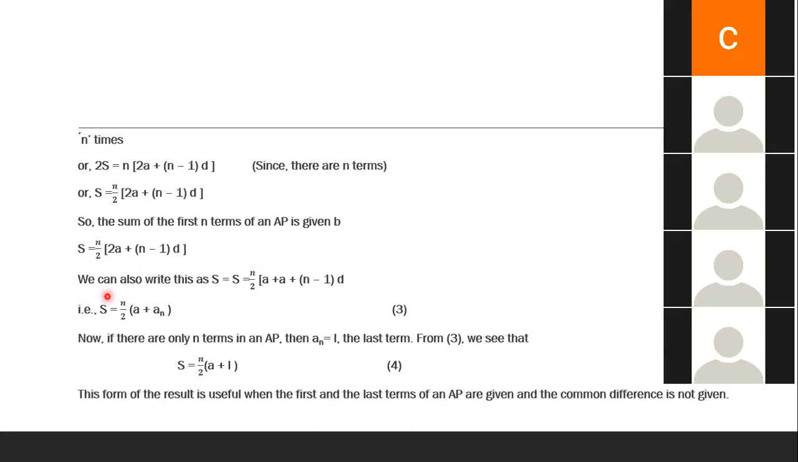Next, we can also write S as S is equal to n by 2. This 2A I'll split as A plus A plus n minus 1d. We know that A plus n minus 1d is nothing but an. So S is n by 2 into A plus an. Any doubt, children? Any doubt in the difference of these two?